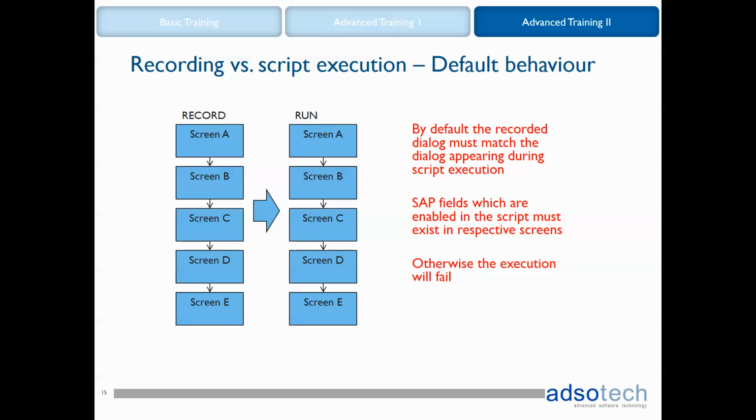Let's start from the default behavior of our scripts. By default, whatever we record needs to happen in that sequence when we run the script. So we have recorded 5 different screens, A, B, C, D, E. Those screens and the SAP fields in them need to come up in that order. So all the SAP fields within those respective screens need to be there every single time we run the script. And also all of these screens need to come up in SAP in this order, otherwise the execution will fail.